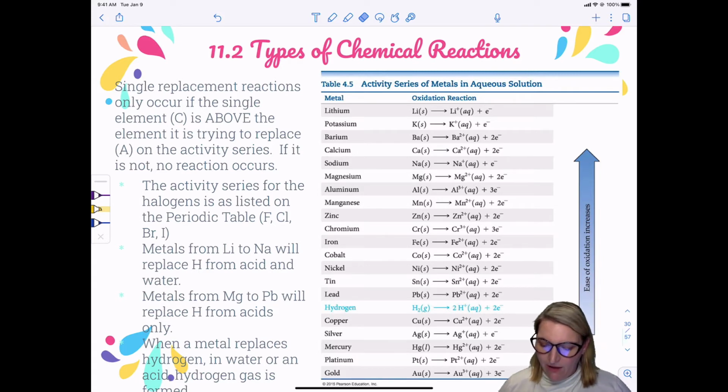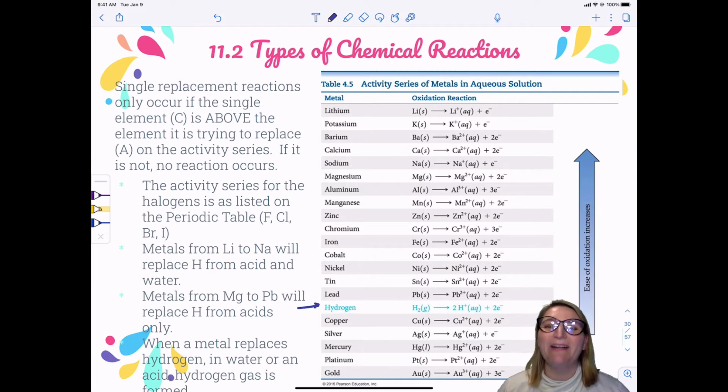And so at the top of the table, you'll see a lot of the alkali metals, lithium and potassium. And then comes the alkaline earth metals. And then you get a whole bunch of transition metals in there. And then remember we said hydrogen can sometimes behave like a metal. There's hydrogen behaving like a metal again, right underneath lead. And then we have copper, silver, gold, those metals that are sometimes referred to as the coinage metals, like literally making coins. Those metals, they don't react with water.